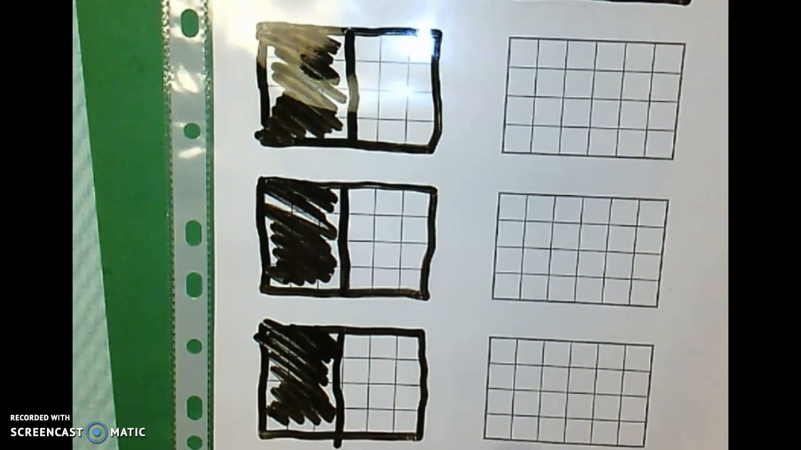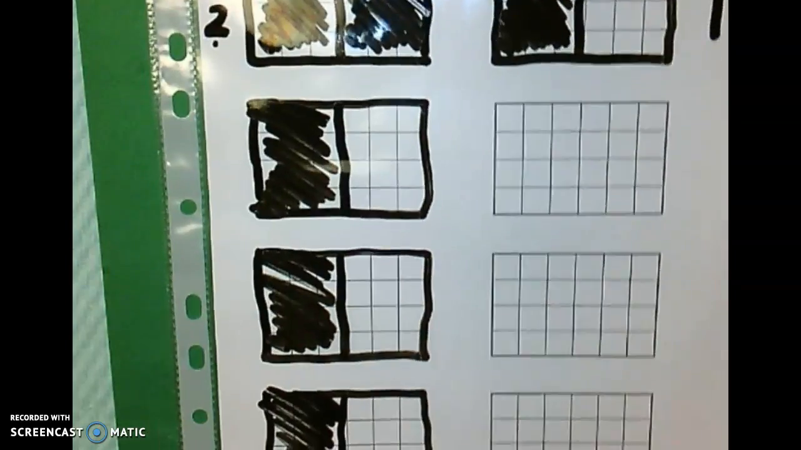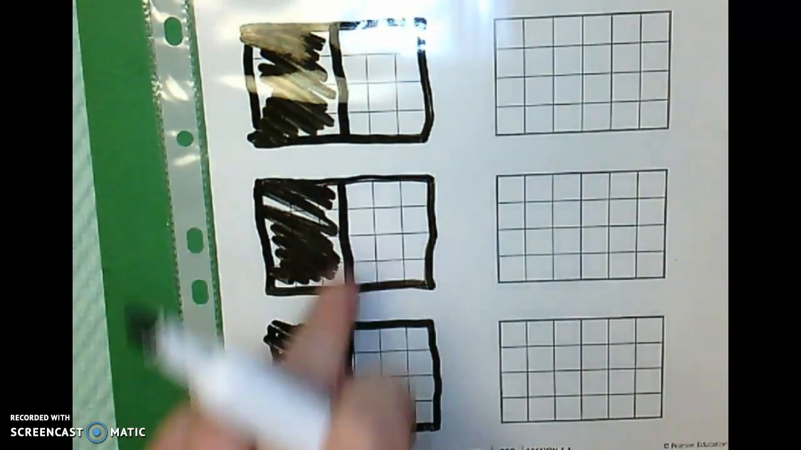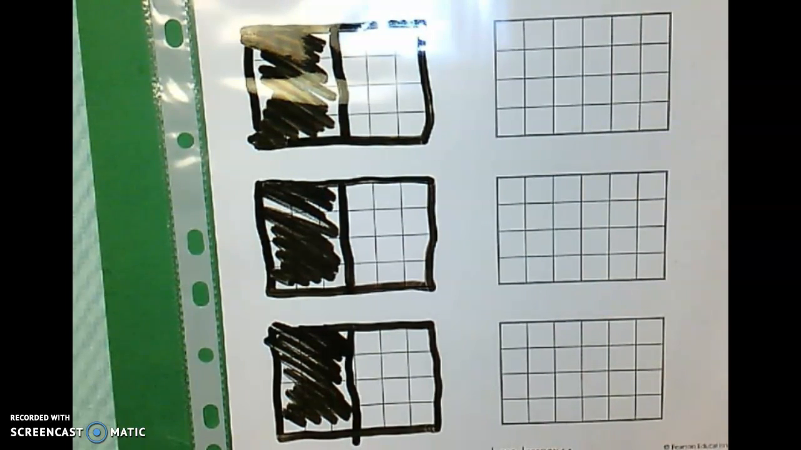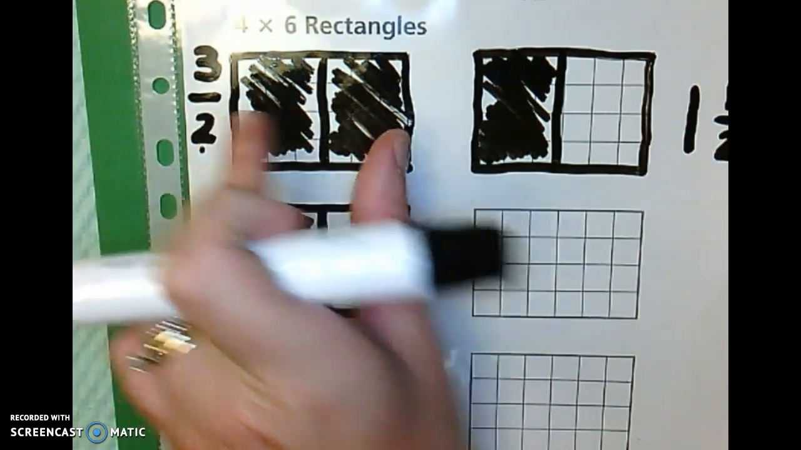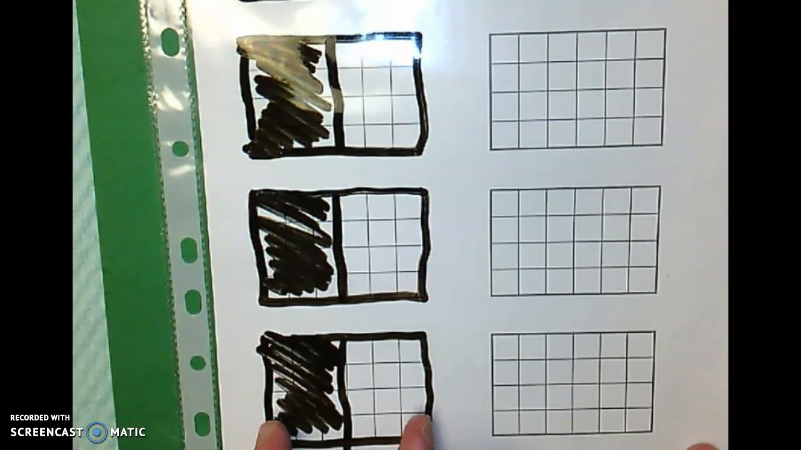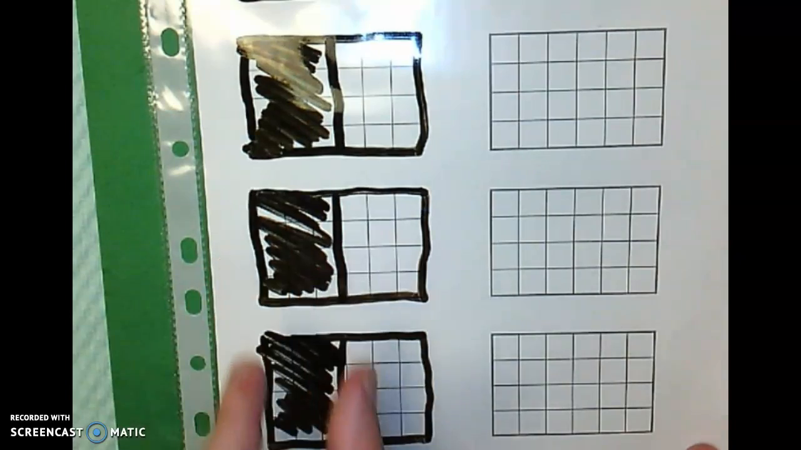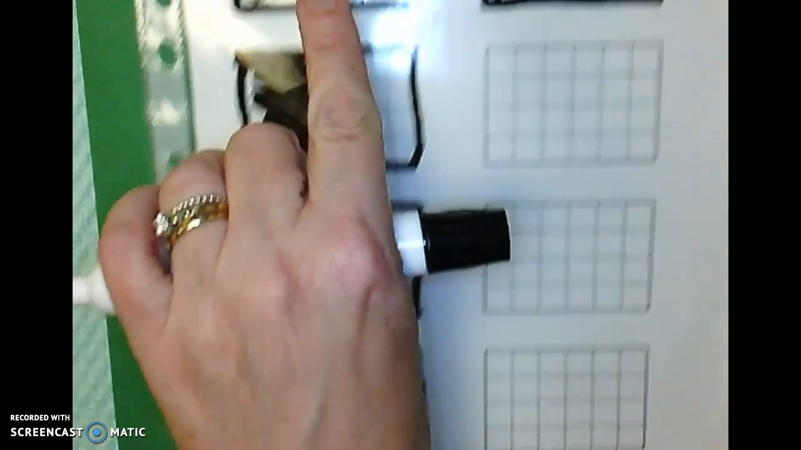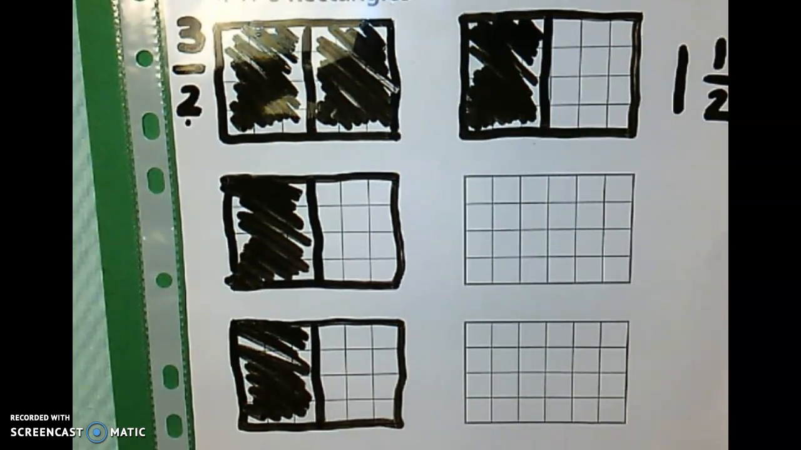How are they different? How is this representation of 3 halves, or 1 and 1 half, different than this representation of 3 halves, or 1 and 1 half? Well, one way you may look at it is that in this representation, I shaded in 1 whole and then half of another whole. But in this representation, I took 3 wholes and I only shaded in a half of each whole. Does 1 half plus 1 half plus 1 half equal 3 halves? Yes, it does equal 3 halves. And you are going to be working more with this in the next few days.